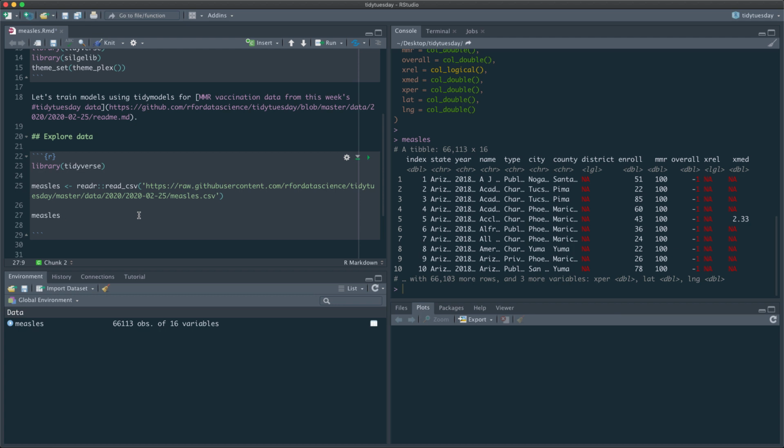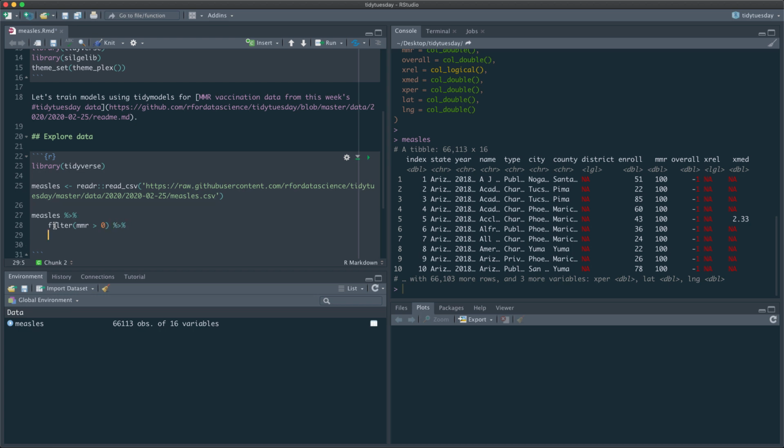So let's build a data frame that will do that for us. We are going to start here from our measles data, and we are going to filter the ones that we have some MMR data on. It doesn't have -1 there.